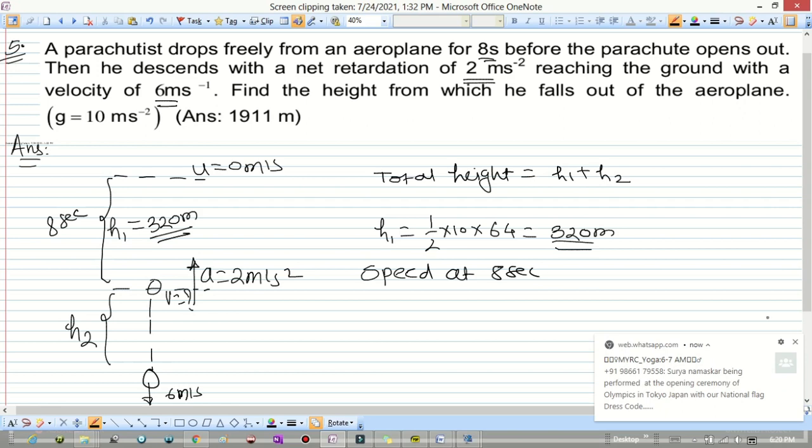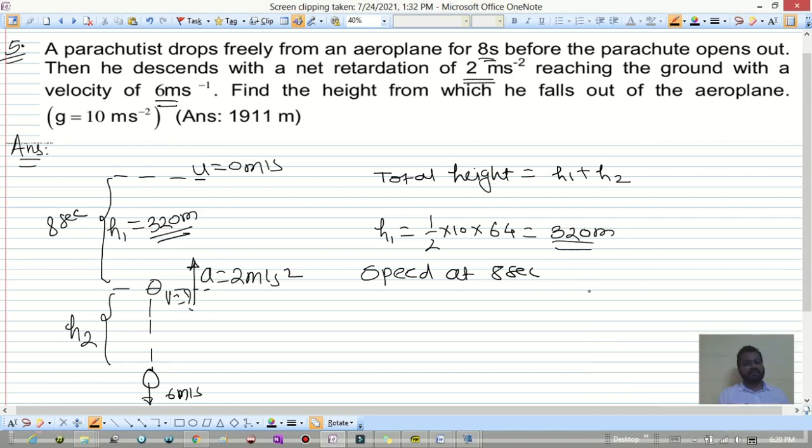Speed at 8 seconds: v is equal to u plus at. v is 0 plus a into t, where t is 8. Sorry, over here a is not 2, a is 10. Why? Because it is in free fall, so it must be 10. 10 into 8 is 80 meter per second, right? 80 meter per second in the downward direction.